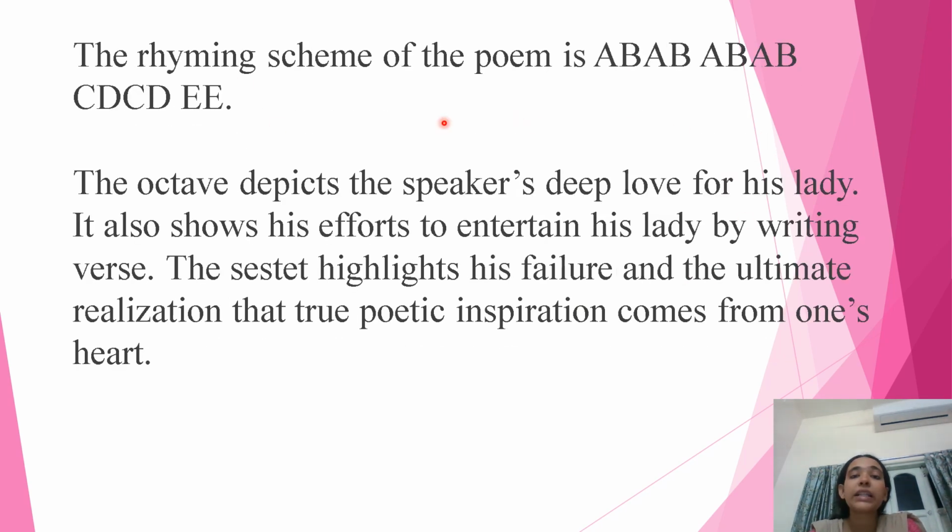The rhyming scheme of the poem is A B A B A B A B C D C D E E, right? It is a Petrarchan sonnet, and the octave part, that is the first 8 lines, depicts the speaker's love for Penelope Devereux, and he wants to write a beautiful verse in order to entertain his lady love.